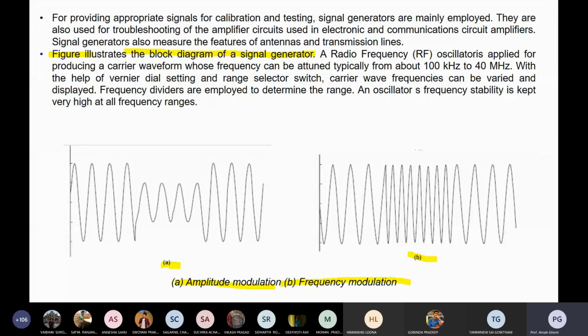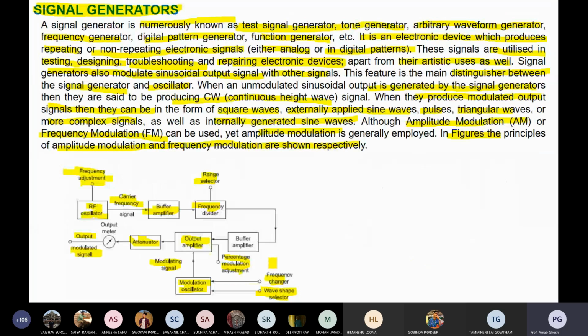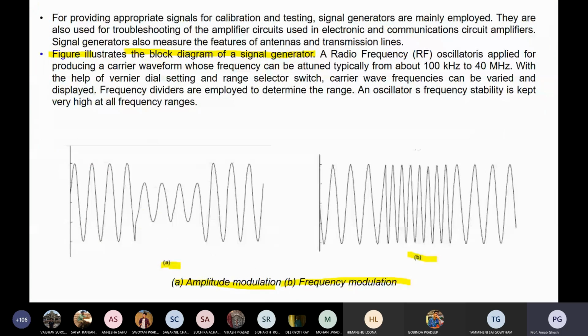One may be an amplitude modulated signal, another one is your frequency modulated signal. For providing the appropriate signal for calibration and testing, signal generators are mainly employed. They are also used for troubleshooting the amplifier circuits used in electronic and communication circuits. Mainly, you know about FM radio.